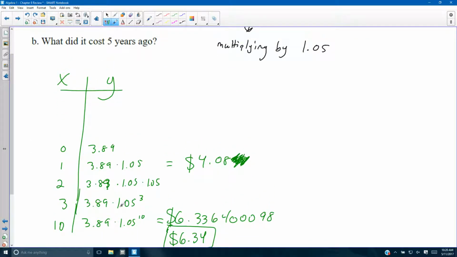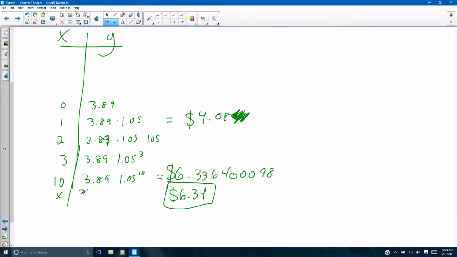Now, this can be generalized for any year x. What if we were doing year number x, which sounds strange to you? We'd do 3.89, the initial value, and multiply it by 1.05 x times. 10 was 10, 3 was 3, 2 was 2, 1 was 1. 0 is actually 0, by the way. 1.05 to the 0 power is just 1. So 3.89 times 1 is 3.89. So here's my equation for this: y equals 3.89 times 1.05 to the x power. They don't ask you to find the equation, but this is useful.